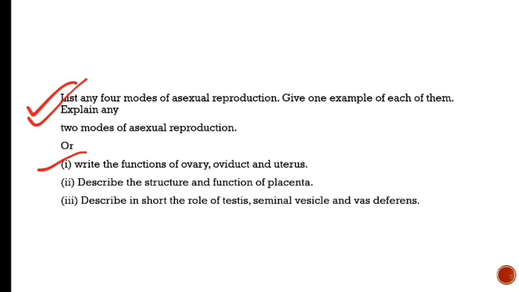Describe the structure and function of placenta. Like I told you, the placenta is a nutritive disc-like structure or tissue which is formed only during the gestation period or the pregnancy period, and it helps in respiration, excretion and all those processes. Okay, describe in short the role of testis, seminal vesicle and vas deferens. So again repeatedly they have been asking about the male reproductive system and the female reproductive system. So please make sure you study both of them. Alright.